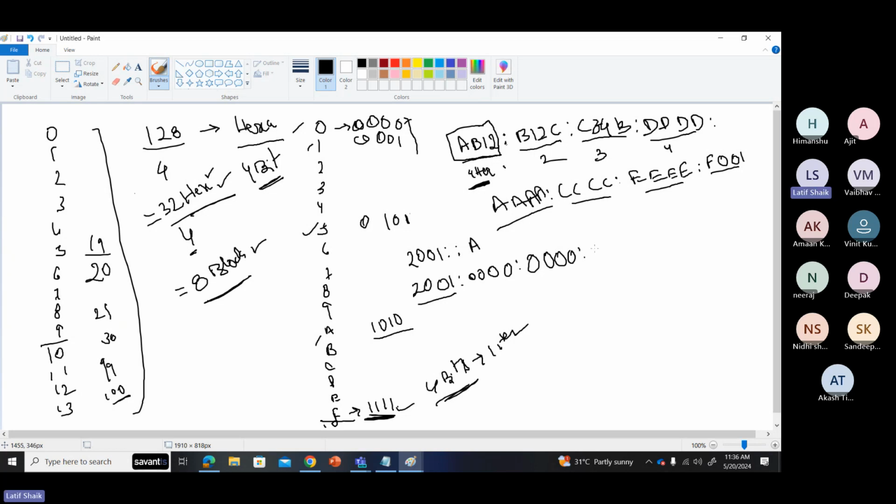So separate practice is required to understand IPv6. And this is another block, this is another block, and that is A. Okay, so that is a representation.